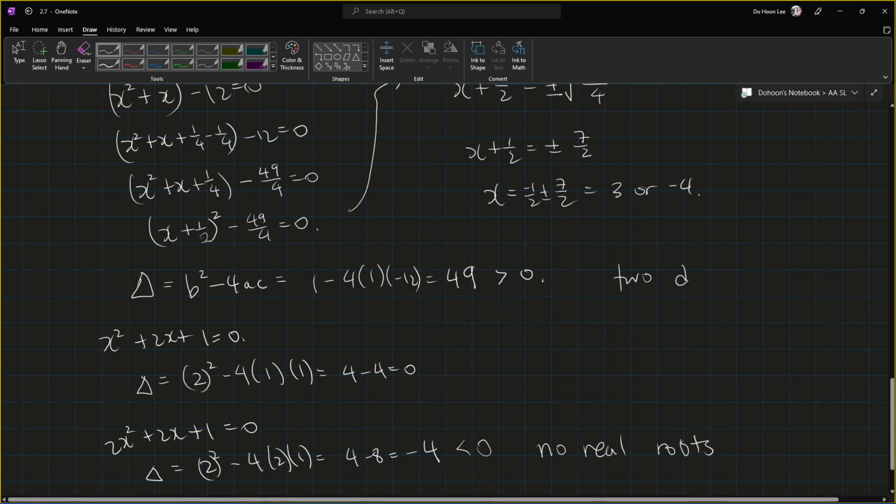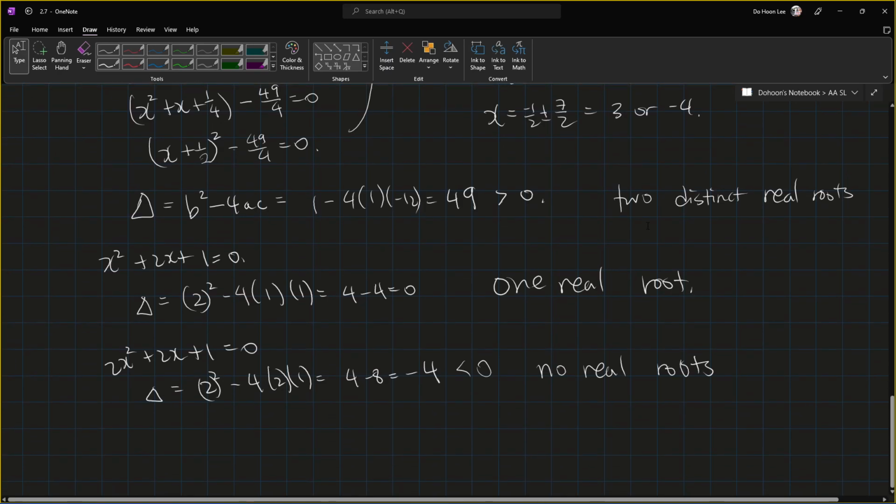Two distinct real roots and one real root.